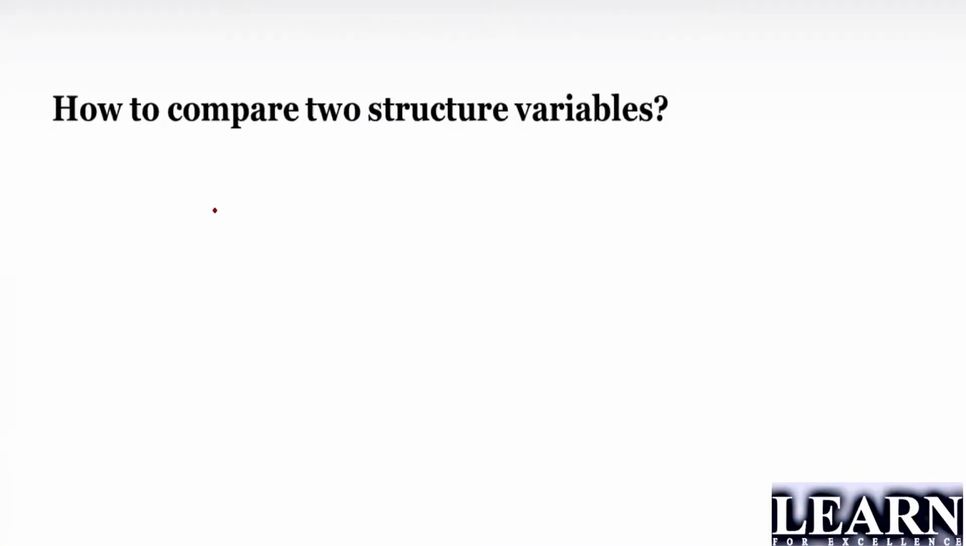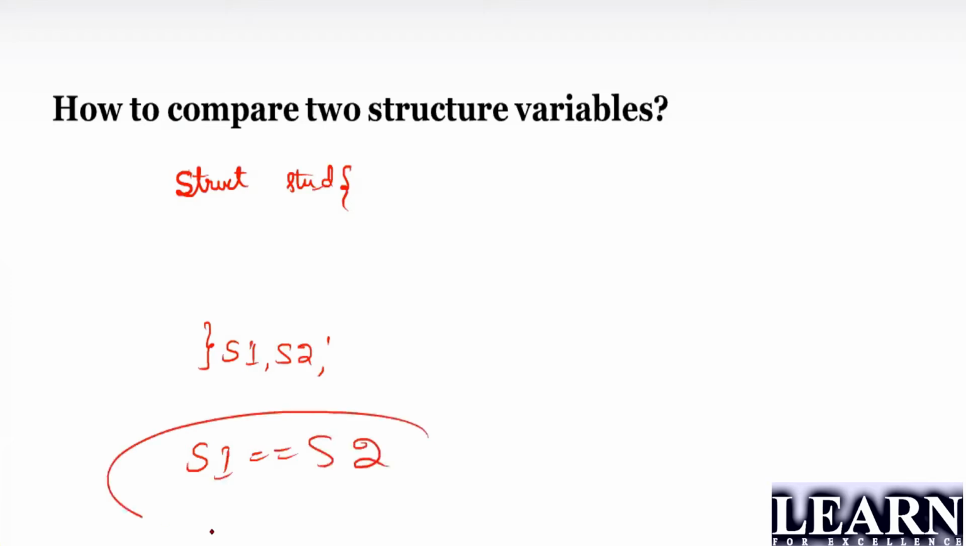How are we going to compare two structure variables? Let us assume I take struct student, and I have taken S1, S2. Can you compare S1 is equals to S2? How are we going to compare this?